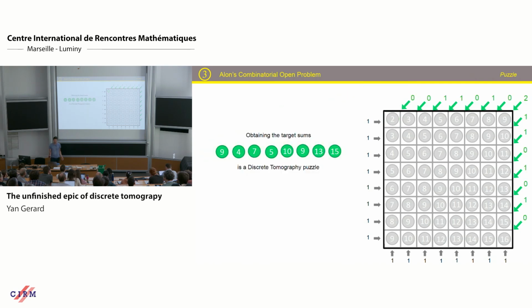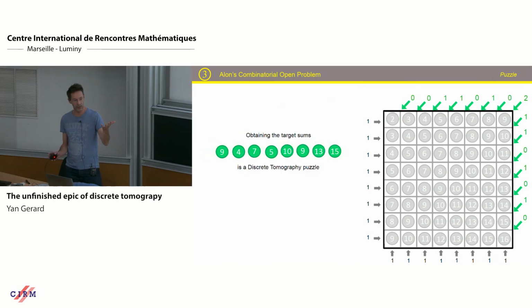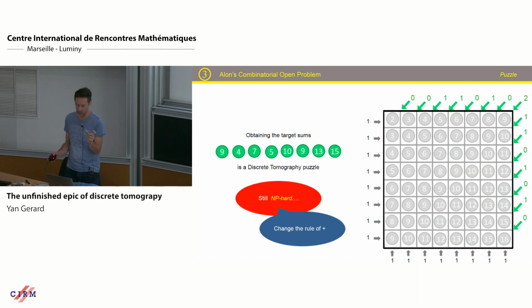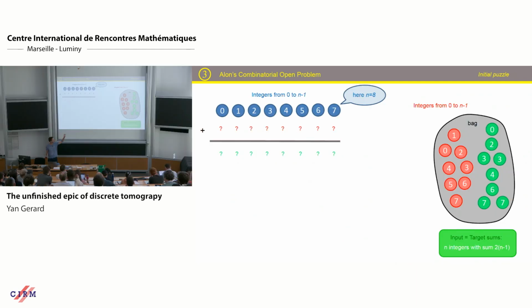And then, in fact, it means that my initial puzzle is exactly a discrete tomography puzzle. It's exactly the puzzle that I have. And it's discrete tomography. But unfortunately, it's NP-hard, still NP-hard. But now I'm going to change the rule a little bit. Voila. That's exactly the puzzle that I already presented.